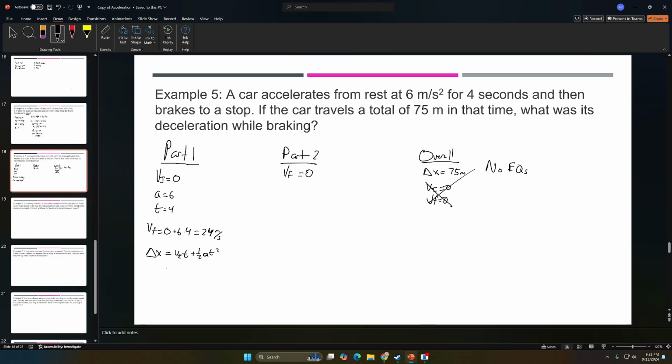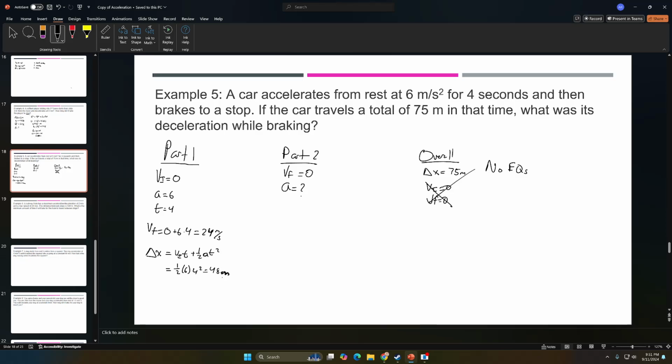Okay, we get 1/2 times 6 times 4 squared. That's equal to 48 meters. Okay, now neither of these answers the question we're asking. Like, what was the deceleration while braking? I'm trying to find this acceleration over here. But they're both vital to find in order to do that. They don't directly help us. They're one step away.